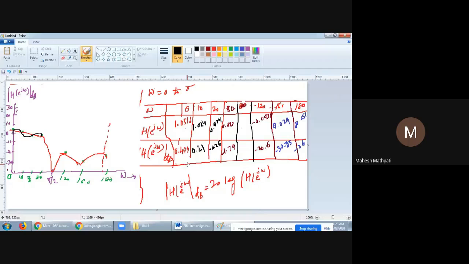Okay. Any difficulty here? Any difficulty in understanding this example?